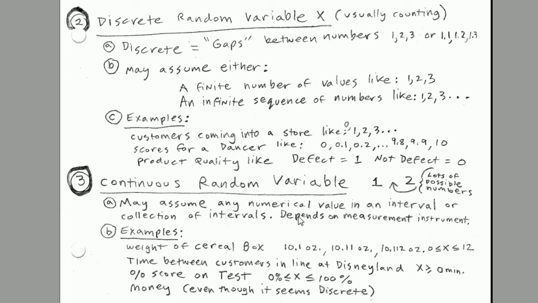A continuous random variable may assume any numerical value in an interval or collection of intervals. Depends on the measurement instrument. Weight of cereal. Time between customers in line at Disneyland. Percentage score on a test, or even money. Now, money may seem like it's discrete, right? 1 penny, 2 penny, 3 penny. But there's lots of situations where money depends on the measuring instrument, or you have fractions of pennies.